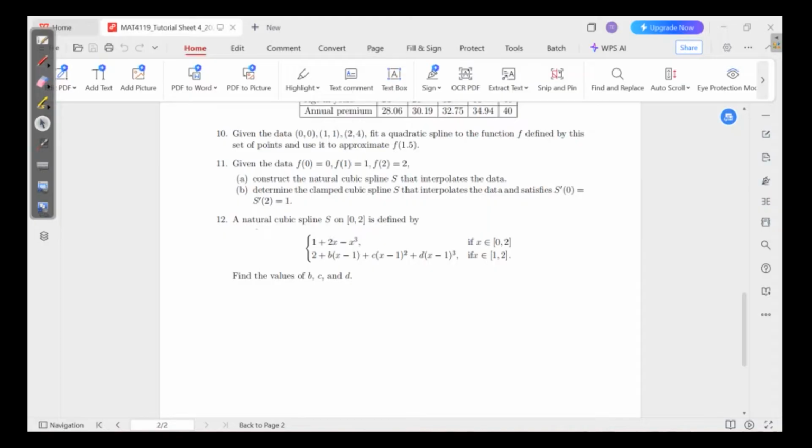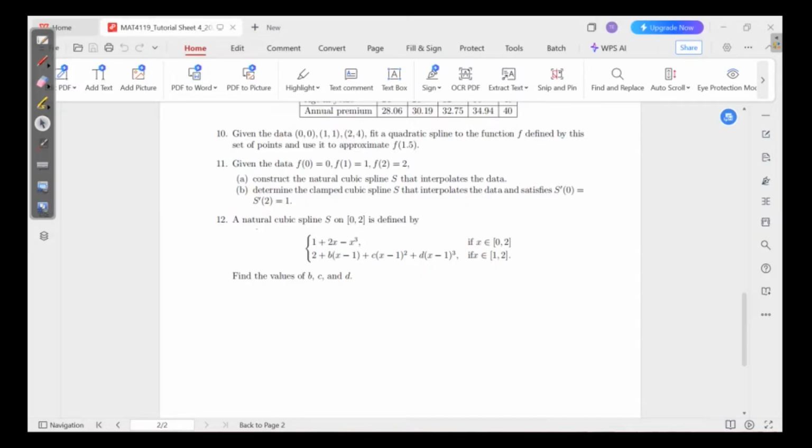So, if constructing a natural cubic spline has been a challenge for you, it won't be a challenge anymore after you watch this video. Using an exciting example, I'm going to take you through step by step everything that you need to do to be able to easily construct a natural cubic spline. I'll try my level best to make it super easy for you to understand everything that we are going to do, such that you're able to do any other examples on your own.